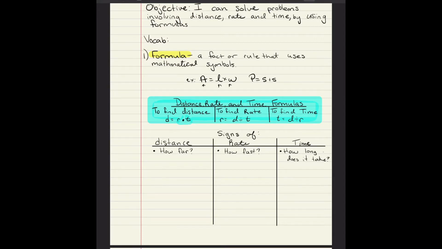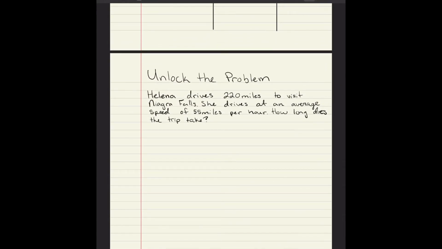To know what formula to use, you have to think about these questions. And we're going to come back and fill this table in more. But we have signs of distance when they're asking how far. So how far did the train travel in 5 minutes? The rate is how fast did the train go? Or you'd say the speed of the train. We could say that. And time is how long does it take? So how long does it take Miss Luigi to wake up and get out of bed in the mornings? That's measuring time.